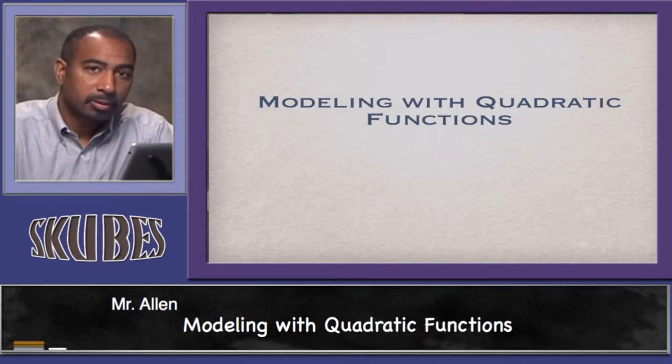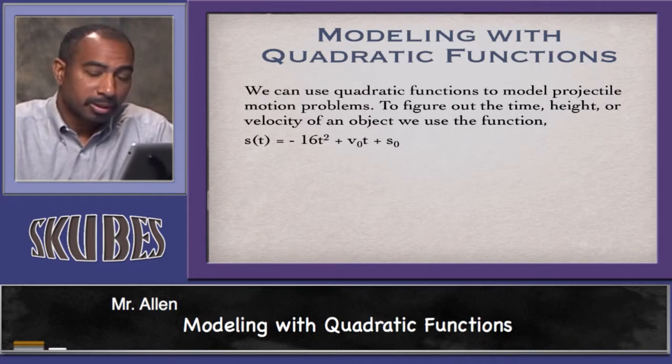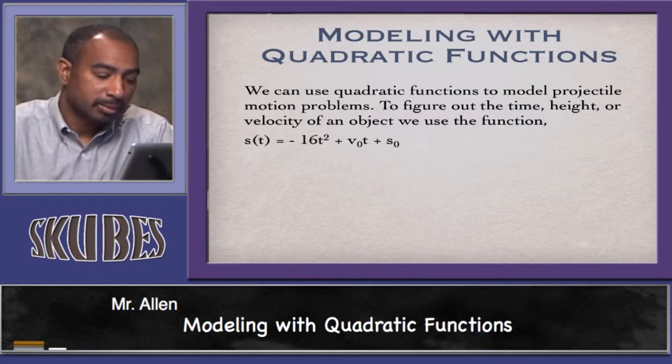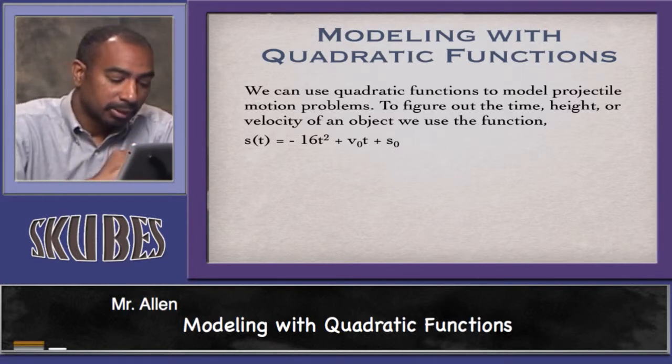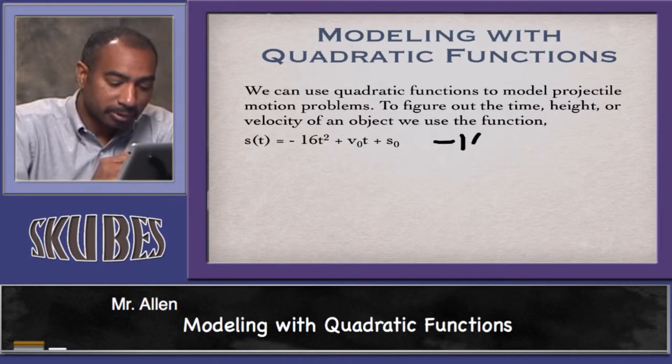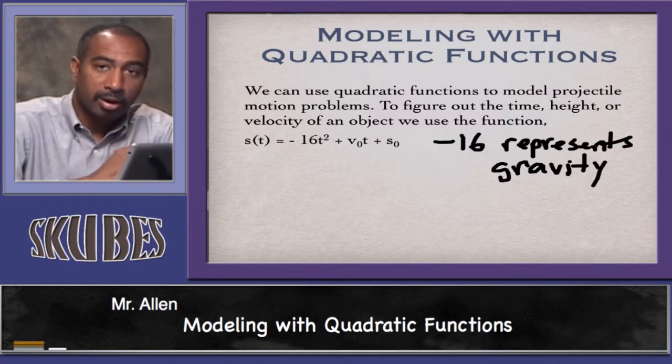All right, today's lesson is modeling quadratic functions. We can use quadratic functions to model projectile motion problems. To figure out the time, height, or velocity of an object, we use this function: s of t equals negative 16t squared plus v null times t plus s null. This negative 16 represents the gravity of a falling object.